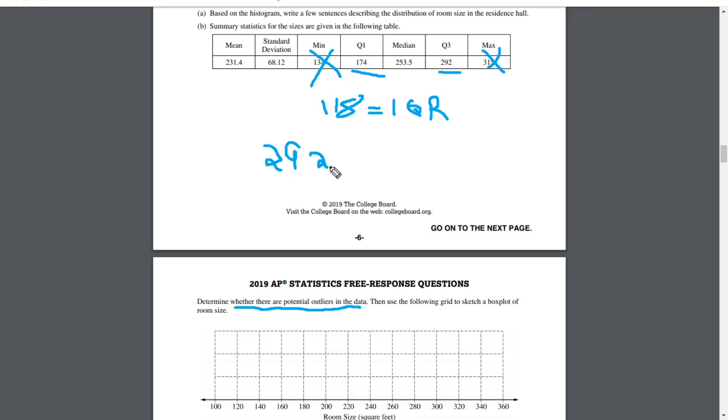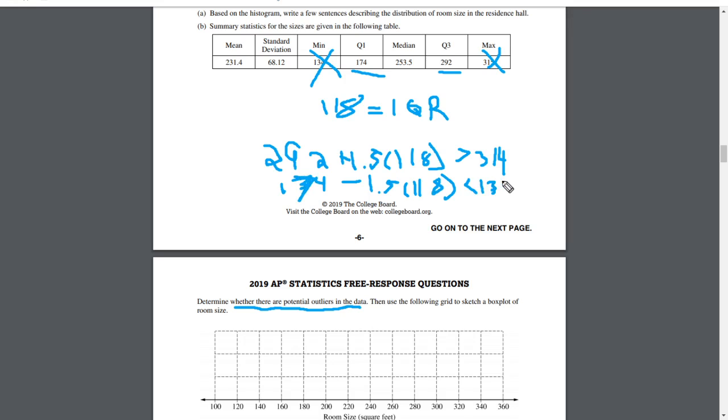292 plus 1.5 times 118, and 174 minus 1.5 times 118. And this is greater than 314 or whatever that was, and this is less than 134. No, sorry, this should be a 174. Less than 134. So there are no outliers.